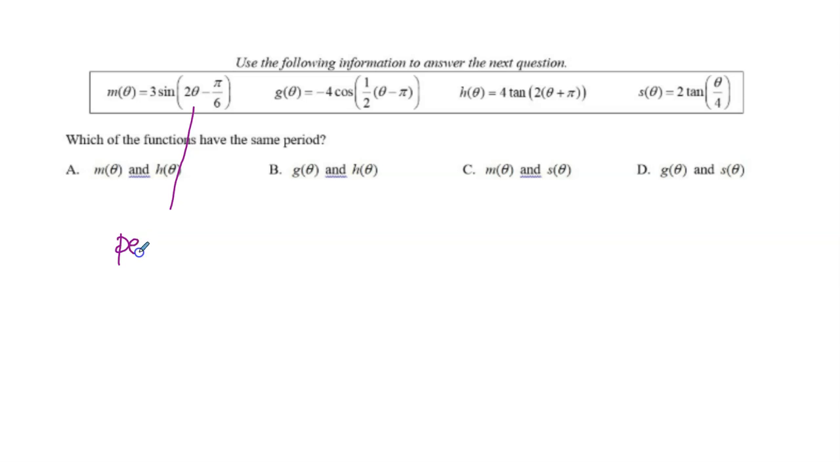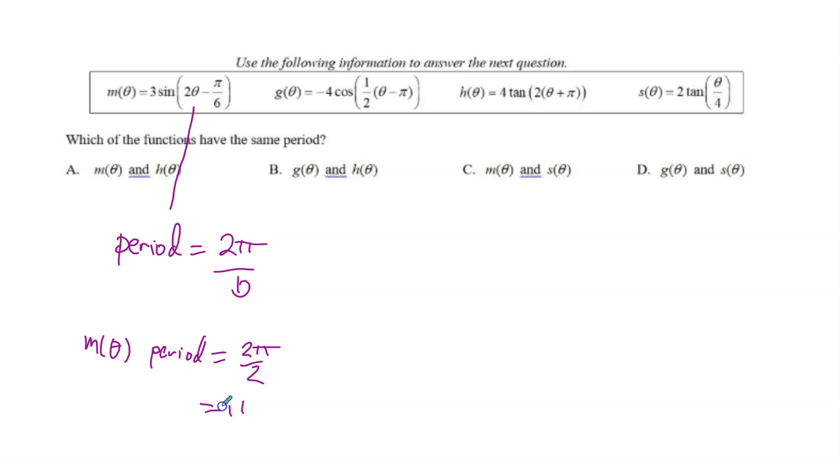The period is equal to 2 pi over b. So for m of theta, the period will be 2 pi over 2, which is pi. For g of theta, period equals 2 pi over 1/2, which is 4 pi.